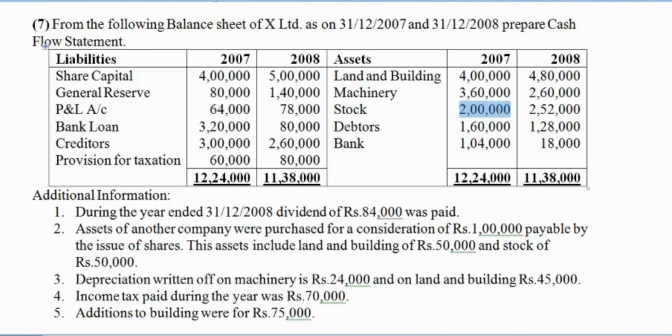Opening balance is given 2 lakh, closing balance is given 2,52,000. Normally, what we are doing? 2,52,000 minus 2 lakh, difference is 52,000. But here the opening balance is considered as 2,50,000. Why 2,50,000? बता सकते हैं क्यों करेंगे ऐसा? ये 2 लाख की जगह पे 2,50,000 लेना पड़ेगा. Because of this point number 2, the stock of 50,000 purchase of another firm. Correct now? So 250 is opening balance and 252 is closing balance.